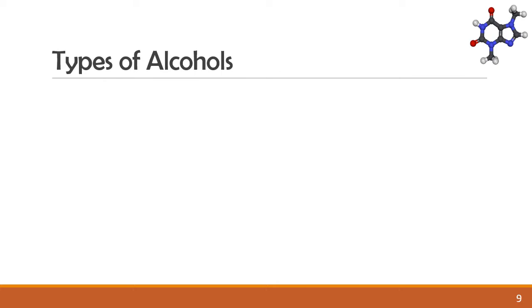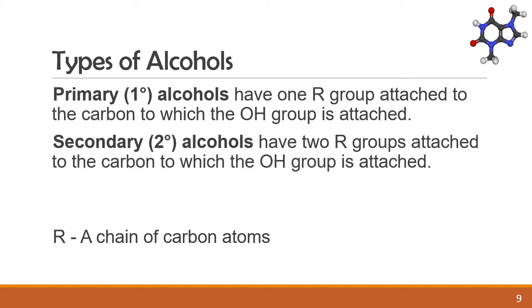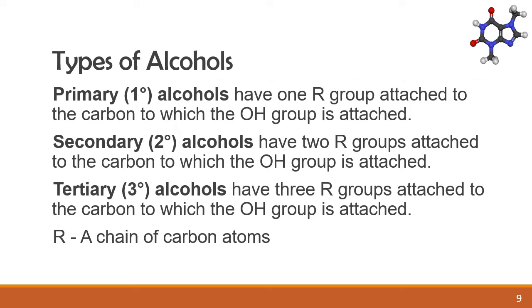Alcohols can be classified into three main types based on the number of R groups attached to the hydroxyl-containing carbon atom. Primary alcohols have one R group attached to the carbon to which the OH group is attached. Secondary alcohols have two R groups attached to the carbon to which the OH group is attached. And tertiary alcohols have three R groups attached to the carbon atom to which the OH group is attached.